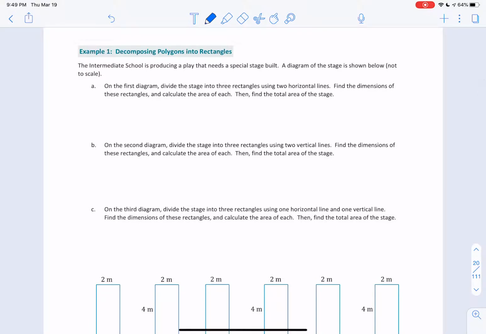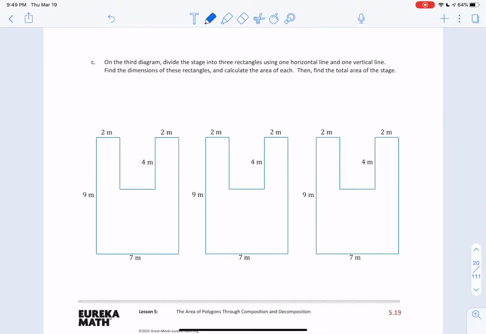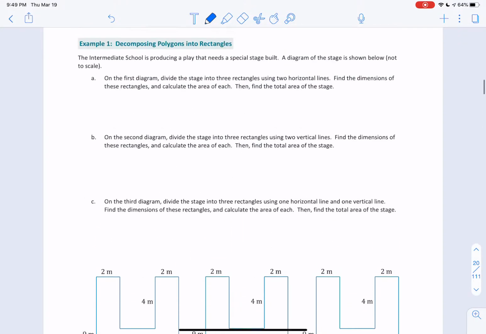All right, example 1, decomposing polygons into rectangles. The intermediate school is producing a play that needs a special stage built. A diagram of the stage is shown below. It's not drawn to scale, right? Let's take a look at the stage. So we have 3 very similar shapes, similar to what we just worked on in the previous problem.